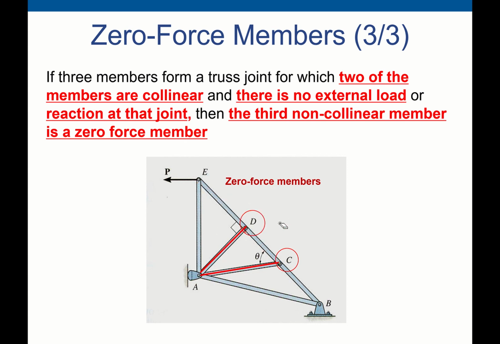The same thing for joint C, CD and CB. These 2 members are collinear. They are on the same line, which is collinear. The third member, this one, is a zero force member.